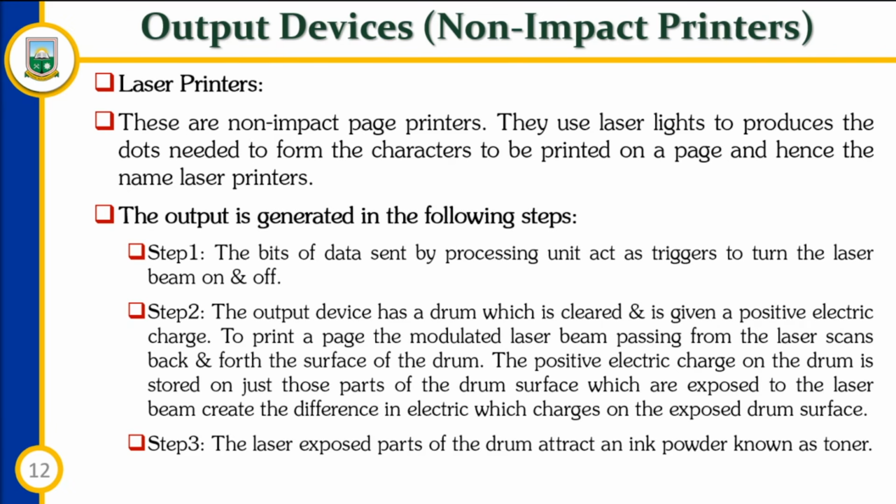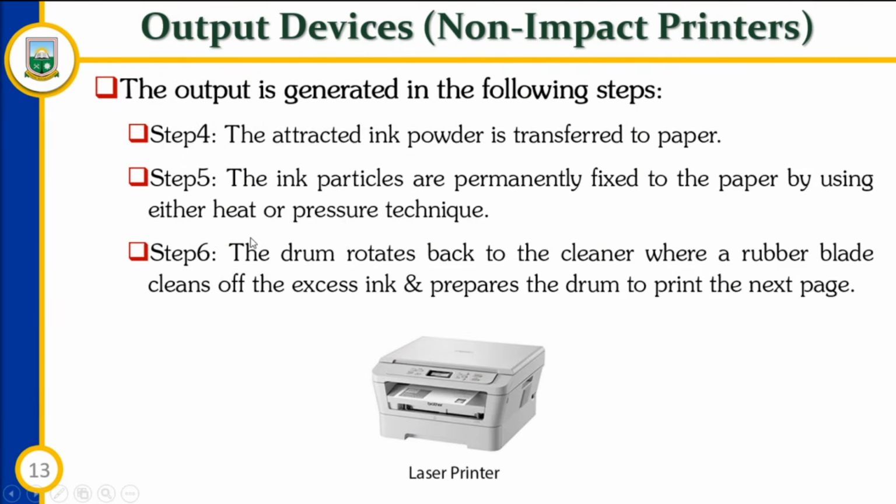There are about 6 steps that a laser printer needs to go through to come out with a printed copy. So the output is generated going through all these 6 steps. The steps have been outlined over here. Now I want you to familiarize yourself with the steps that a laserjet printer goes through to come out with an output.